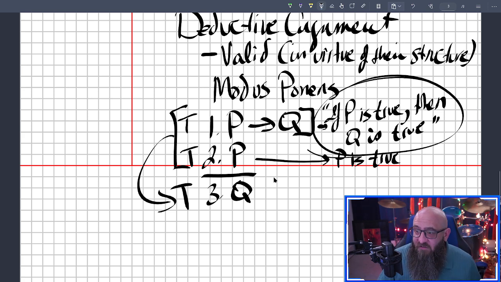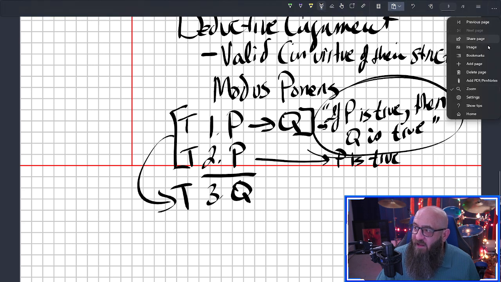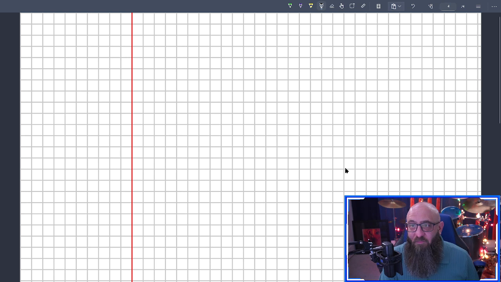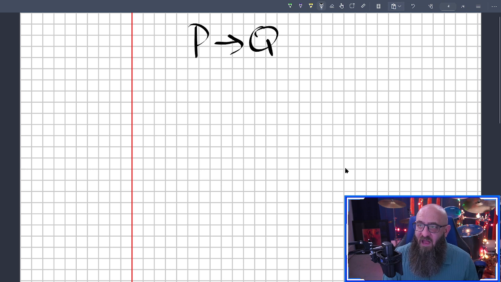Now notice, in another case, let me add a page here. In another case, let's look at something that seems familiar. How about this case? If P, then Q, and let's put some words to it.